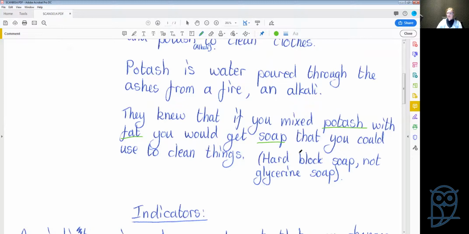So I'm speaking about this as hard block soap, the sort of non-see-through, hard, round, caked soap that you could get. I'm also not speaking about glycerin soap, which is the see-through kind. So I'm talking about the actual hard soap.